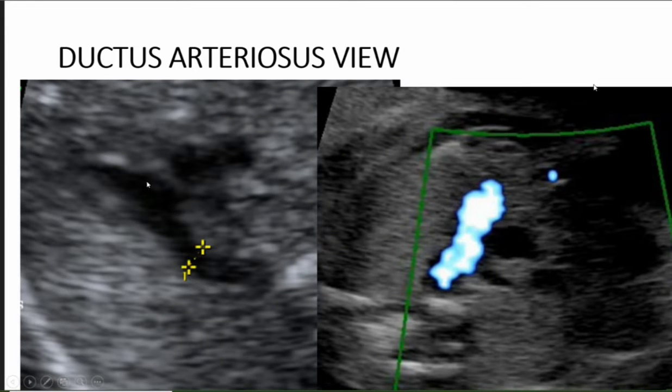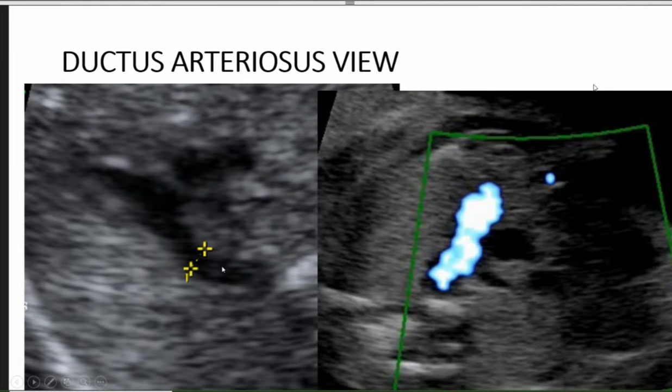After the 3-vessel view, the pulmonary artery becomes the ductus arteriosus. So this is the ductus arteriosus in 2D and color, which connects the pulmonary artery with the descending aorta. So this is the pulmonary artery, this is the descending aorta, this is the ductus arteriosus. Here you can see the ductus arteriosus. Am I audible?